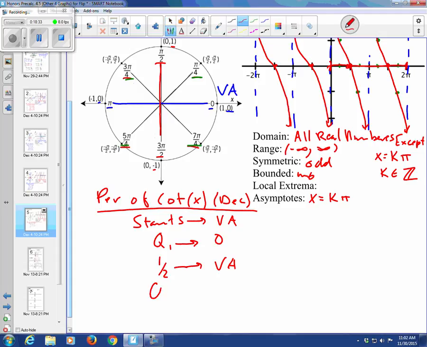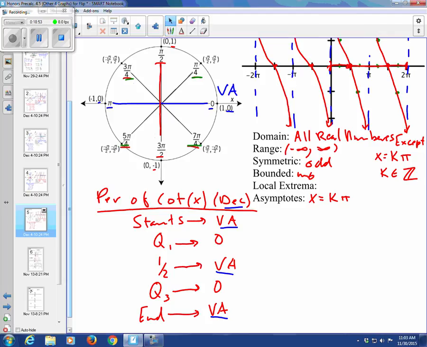So right here, the third quarter is going to be 0. And right here, the end is going to be a vertical asymptote. And we know that we are decreasing between these vertical asymptotes. So hitting the zeros, the x-intercepts, but decreasing between those asymptotes. This is going to be a little bit easier to graph.